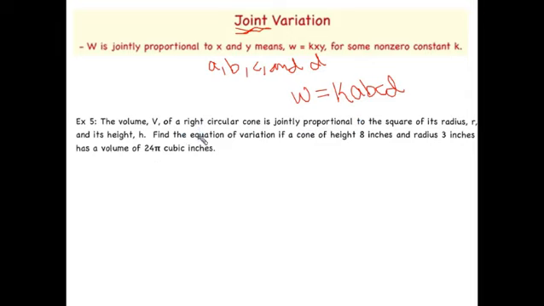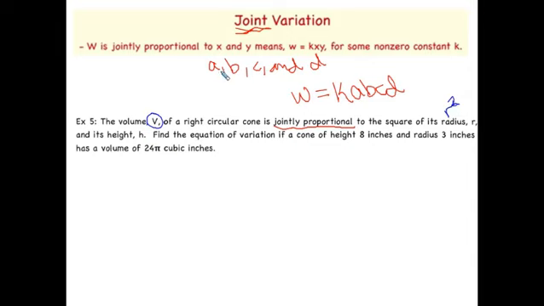The volume V of a right cylinder cone is jointly proportional to the square, ooh, there's something different, the square of its radius r and its height. Find the equation of variation if a cone of height 8 inches and radius 3 inches has a volume of 24 pi cubic inches. Oh my gosh, a lot to take in. But let's try to decode this. The volume jointly varies, okay, jointly proportional to the square of the radius. So that means r squared.